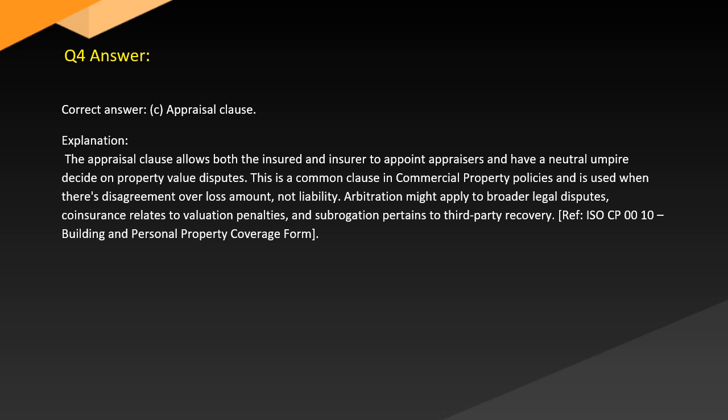Explanation. The appraisal clause allows both the insured and insurer to appoint appraisers and have a neutral umpire decide on property value disputes. This is a common clause in commercial property policies and is used when there's disagreement over loss amount, not liability. Arbitration might apply to broader legal disputes. Coinsurance relates to valuation penalties, and subrogation pertains to third-party recovery. Ref. ISO CP 00 10, Building and Personal Property Coverage Form.